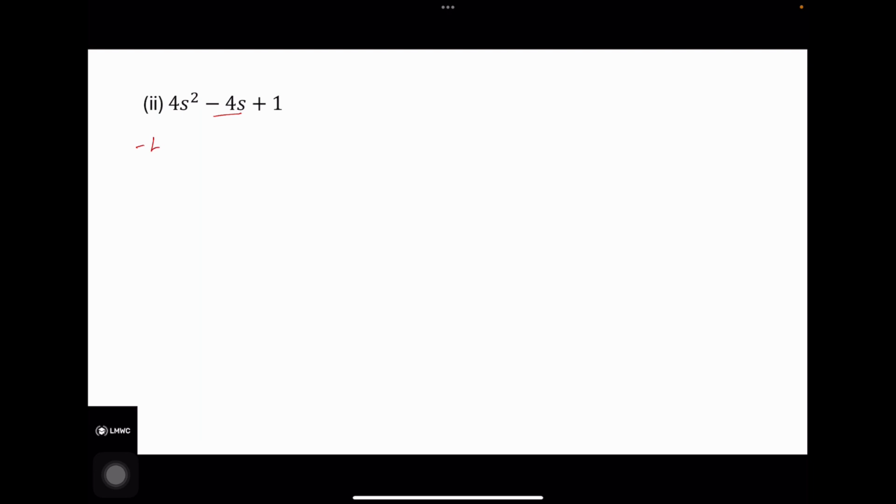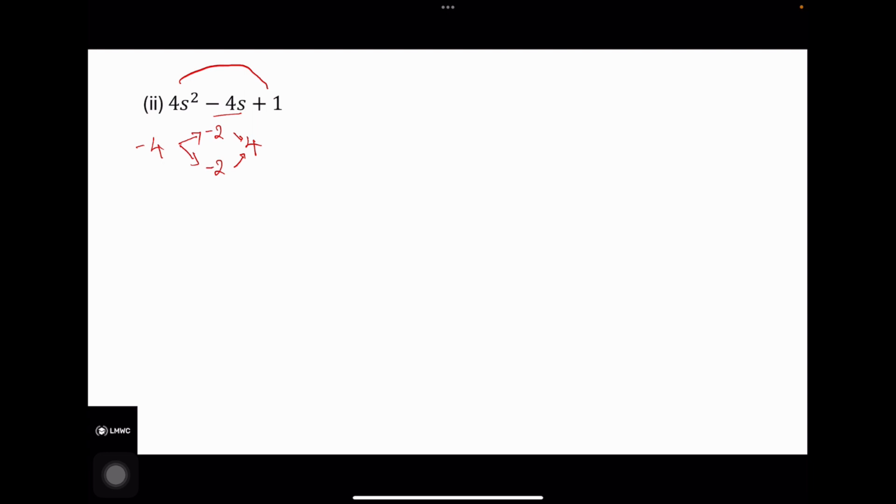So -4s, we are going to split it up into two numbers, and we have to get the product of the first and the last number, which is 4 times 1 is 4, +4. So that means I can think of 2 and 2. So 2 and 2, if you add it, you're going to get 4. But the sign is negative, which means I have to put a minus over here as well.